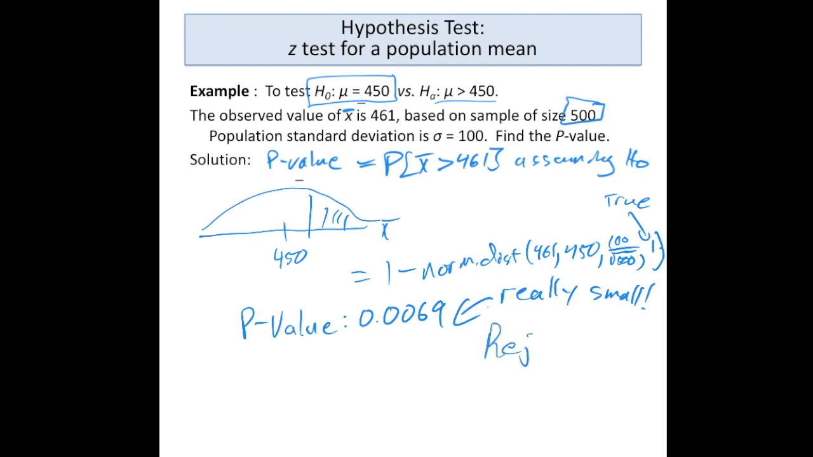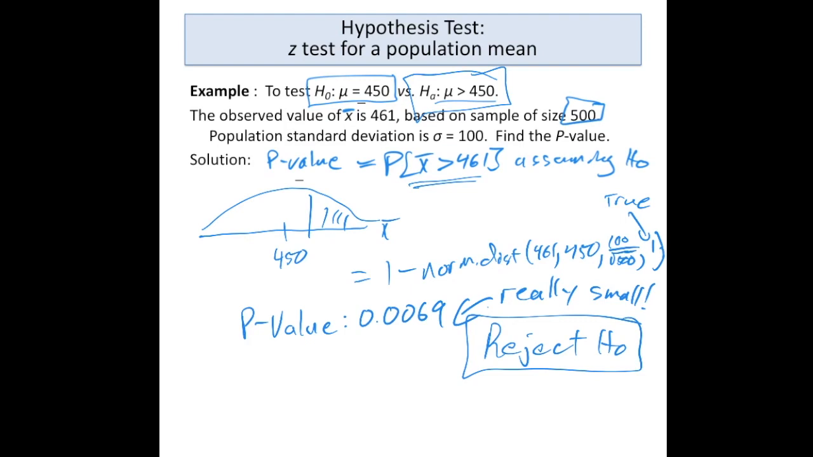I'm going to reject H0. I'm going to say no. I believe the alternative hypothesis. I believe that mu is bigger than 450. I don't necessarily believe mu is 461, but I believe it's bigger than 450 because this is just too strong, too extreme a result to observe if the null hypothesis is true, if the true mean for the population is 450.